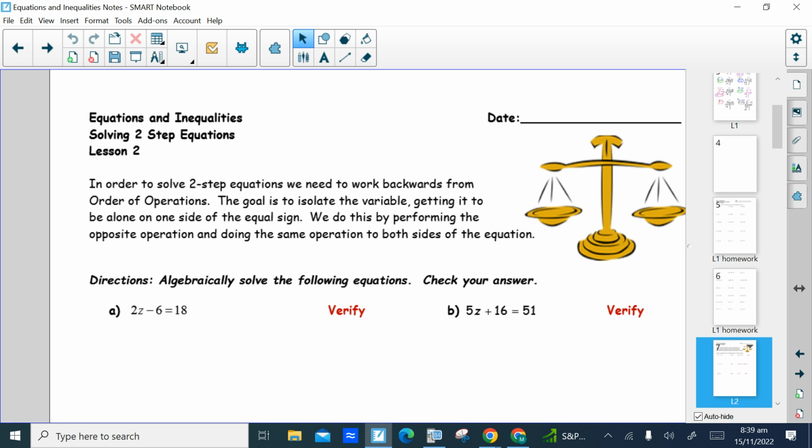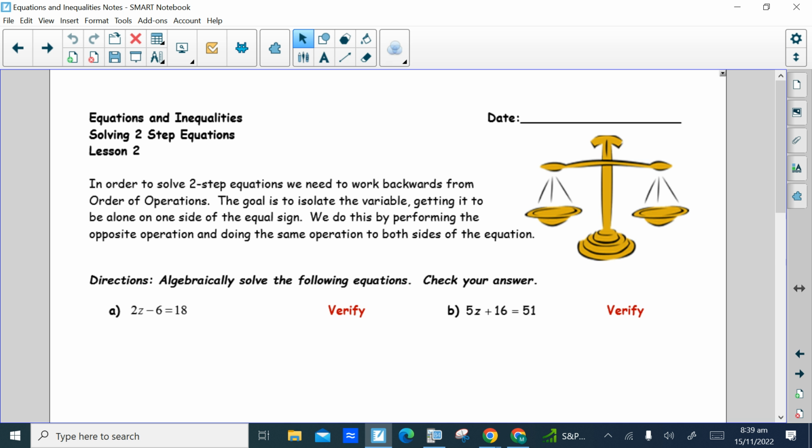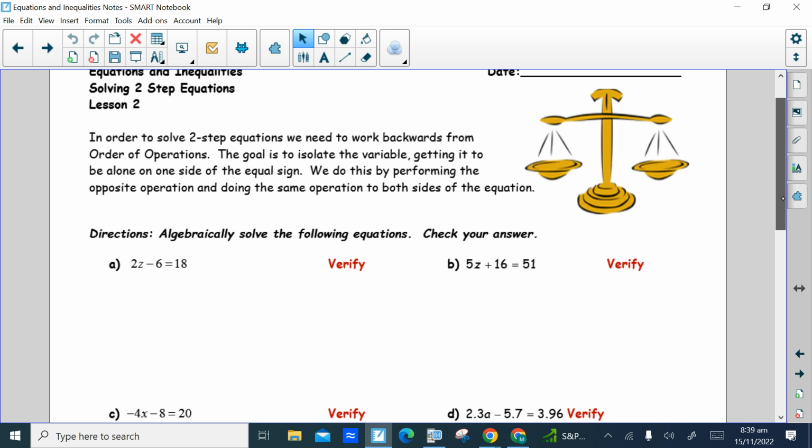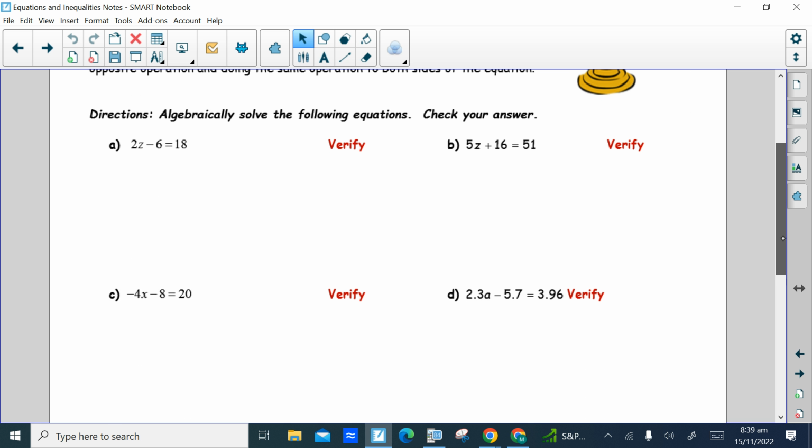You look and see what you're trying to get rid of, how it is hooked together with the rest of it, and do the opposite operation. So, again, it says algebraically solve the equation, so that means you need to show some algebra. That means you're moving things around in an equation. And then check our answer. So remember, the order of operations says that normally we do our multiplication and division first, then adding and subtracting second. That's what order of operations tells us.